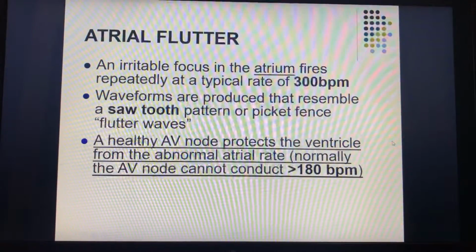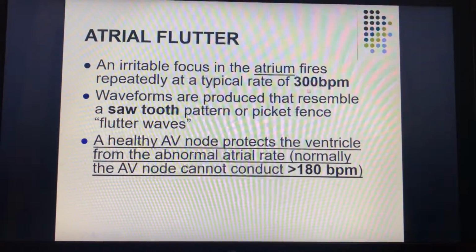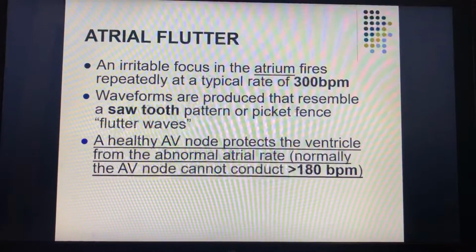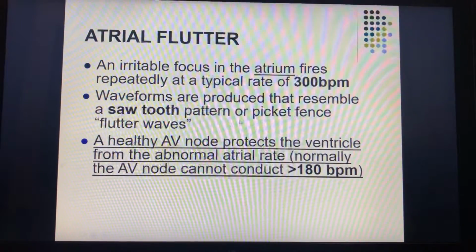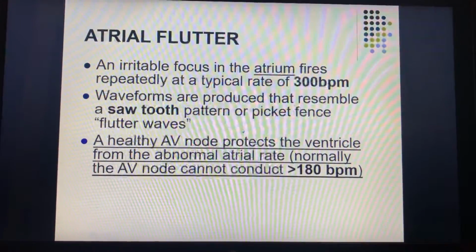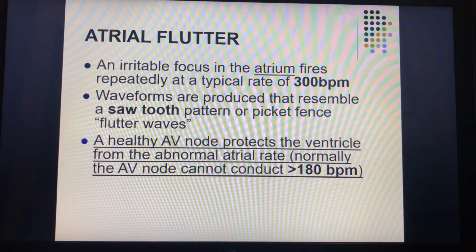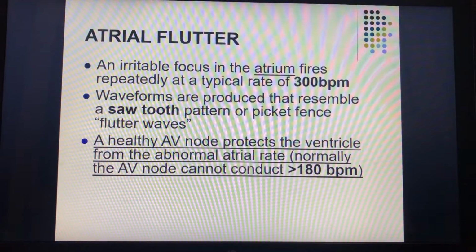Okay? An irritable focus in the atrium fires repeatedly at a typical rate of 300 beats per minute. This is atrial flutter. Okay? So you're looking at beats per minute of 300 plus. Your waves are going to look like sawtooths. Okay? Now keep this in mind also. A healthy AV node protects the ventricle from an abnormal atrial rate. Normally the AV node cannot conduct over 180 beats per minute. So if the AV node is working correctly, you won't go above 180 beats per minute, okay?